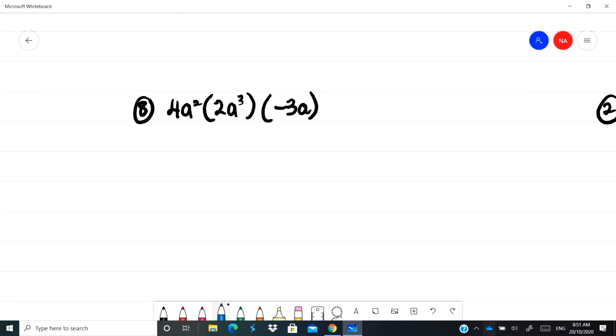Alright, this one, apa maksud bracket? Tak ada operasi dekat sini, maksudnya operasi darab. So, ingat, nombor darab nombor. 4 darab 2 darab negatif 3. So, we will have, right, 4 multiplied by 2 multiplied by negative 3.